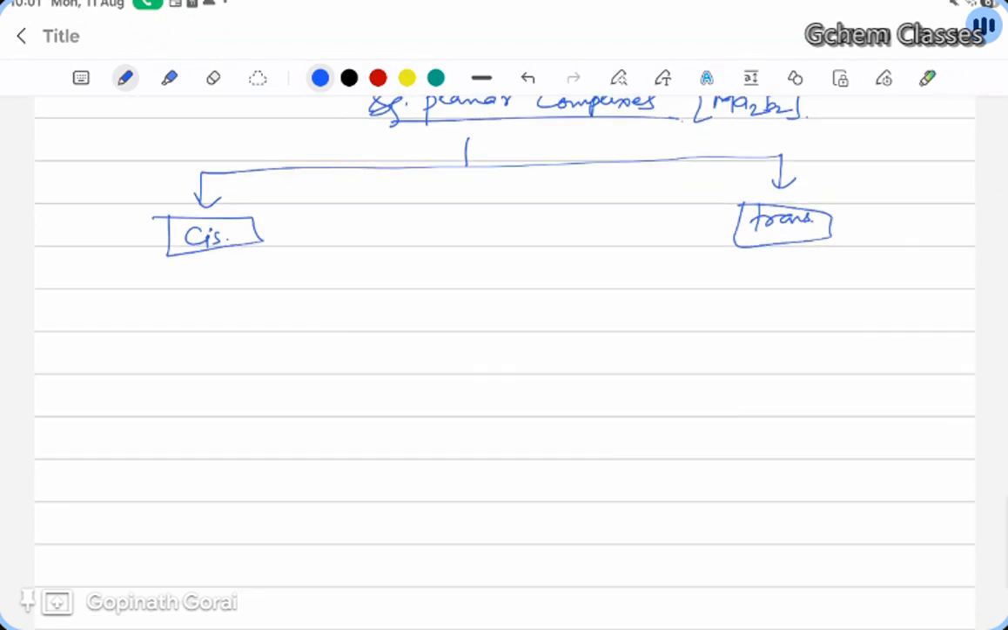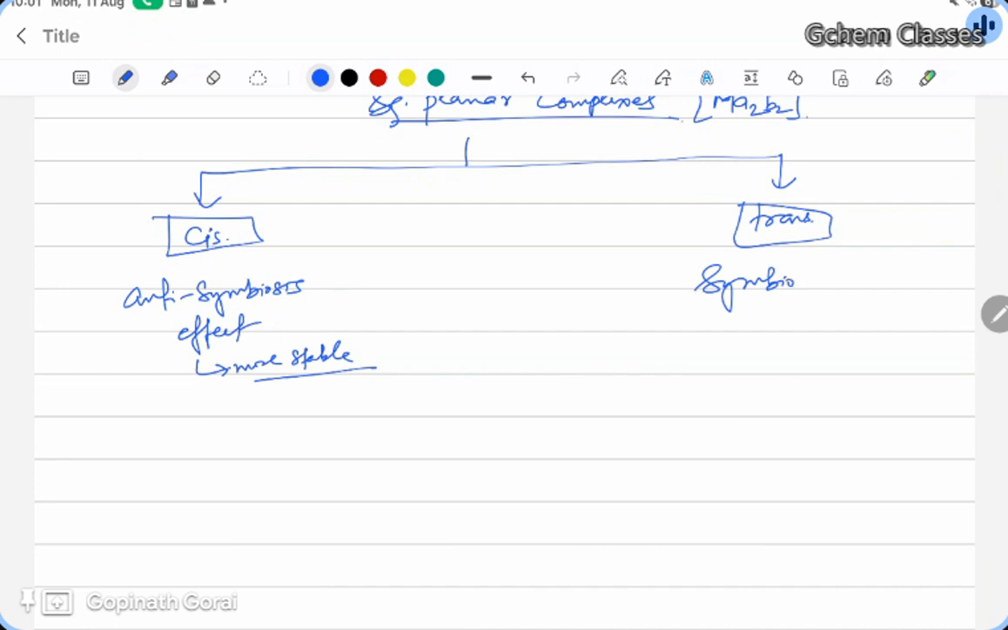Now, if it is cis, the anti-symbiosis effect will be more stable. A little bit confusing, don't worry about that. Now, if it is trans, then the symbiosis effect will be more stable. But these are not in the case of octahedral. Understood? These are not in the case of octahedral.